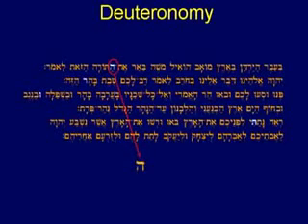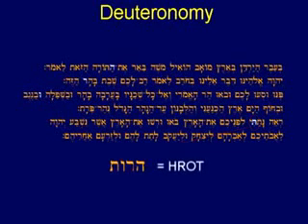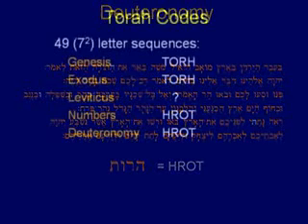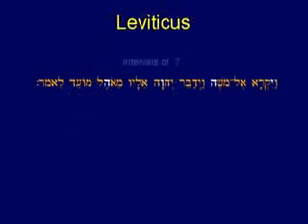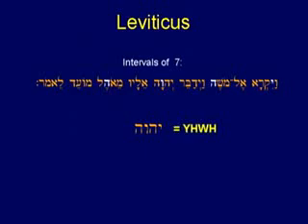You go to Deuteronomy, you have essentially the same equivalent thing happens. And now you're puzzled because you've got it forward, forward, backward, backward. You can't resist going back to Leviticus and looking at Leviticus more closely. We have 49, that's 7 squared letter sequences. Torah, Torah, forward in Genesis, Exodus, backwards in Numbers and Deuteronomy. Well, if you look at Leviticus, you discover that every 7th letter spells the unpronounceable name of God.